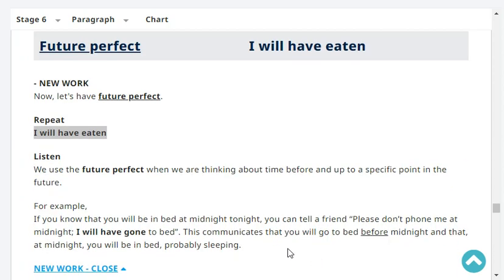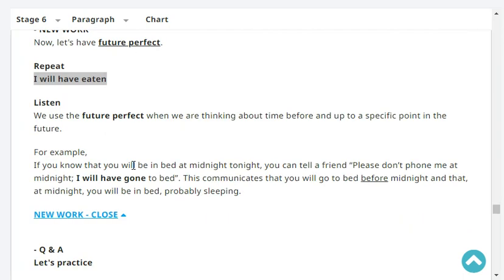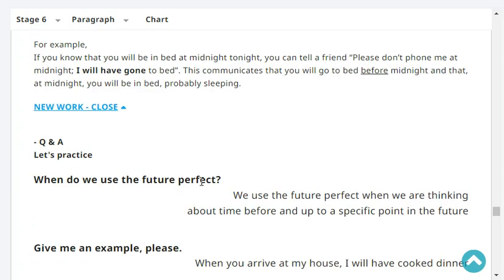Okay, listen. We use the future perfect when we are thinking about time before and up to a specific point in the future. For example, if you know that you will be sleeping at midnight tonight, you can tell a friend, please don't call me at midnight. I will have gone to bed. This communicates that you will go to bed before midnight and that at midnight you will be in bed, probably sleeping already. Okay, let's practice.